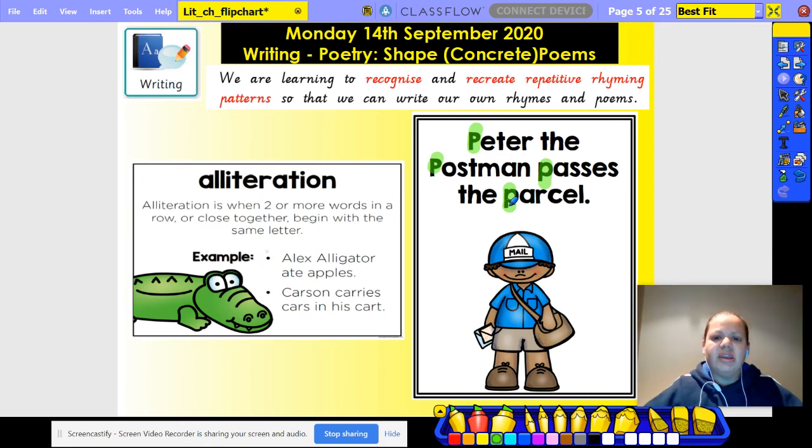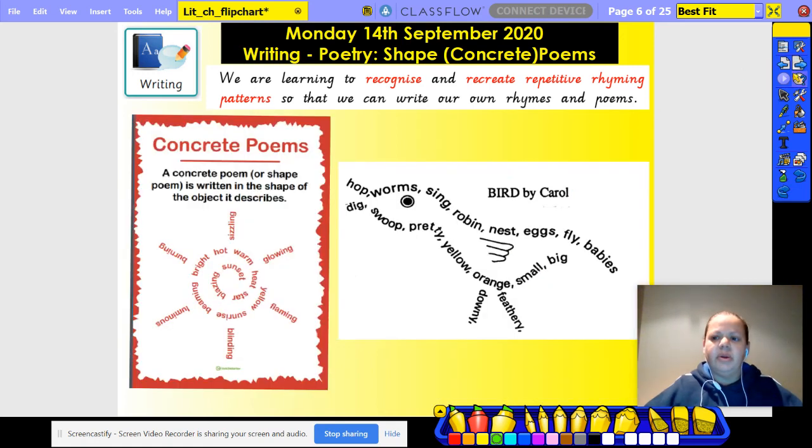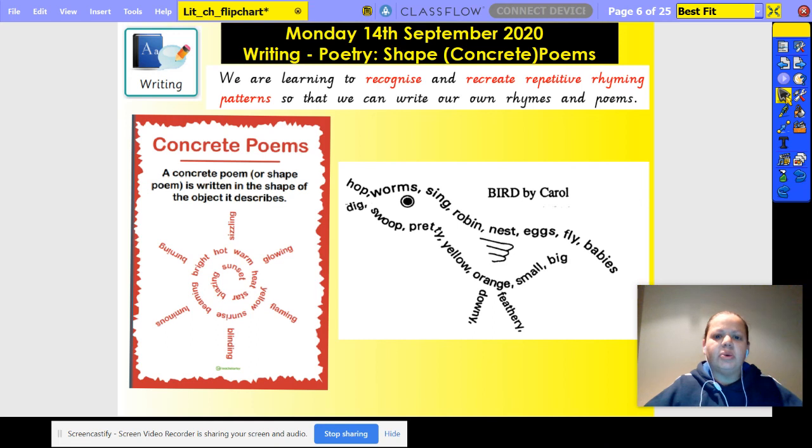Okay, are you ready to learn all about our new type of poem? Here we go. Our new type of poem is called a concrete poem or a shape poem.